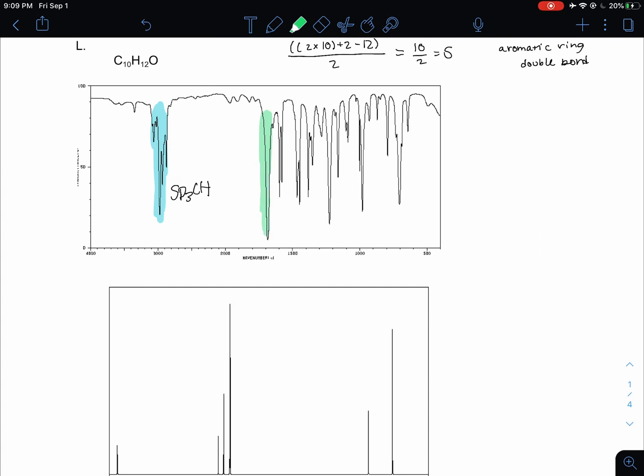This spike over here at about 1700 shows a C double bond O group. When we have a C double bond O and there's only one oxygen present in the formula, we are often thinking of aldehydes and ketones. To distinguish between aldehydes and ketones, an aldehyde would have a spike here around 2800, and this graph does not have that. So we can assume from this information that we're going to have a ketone.